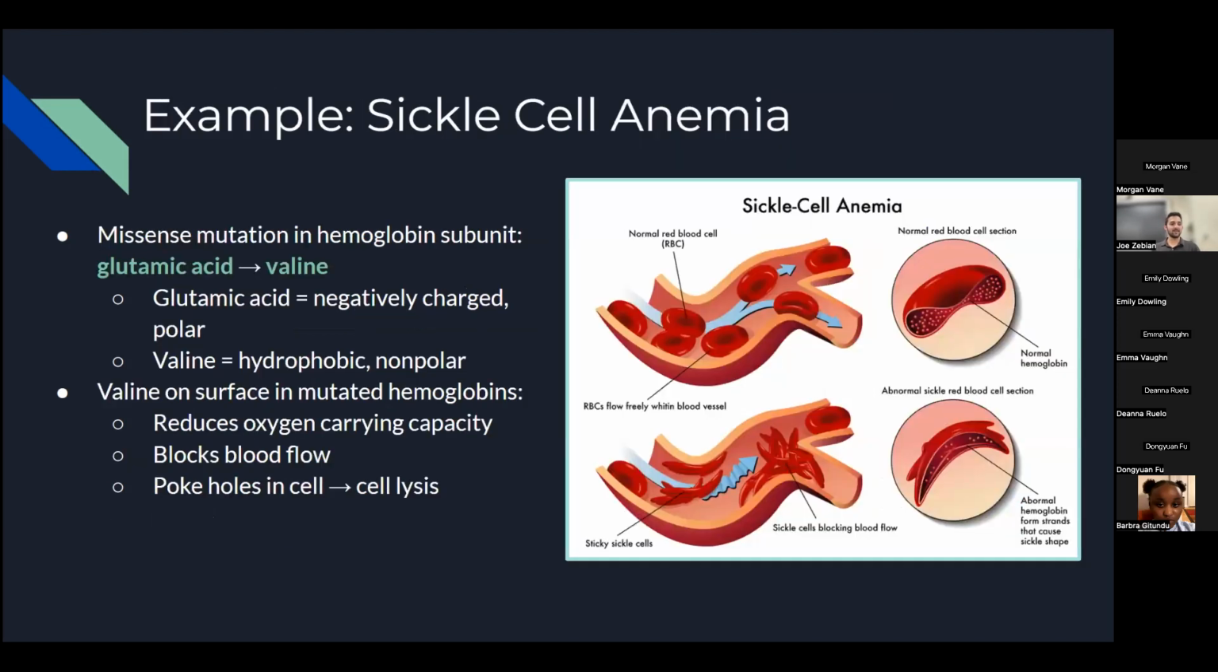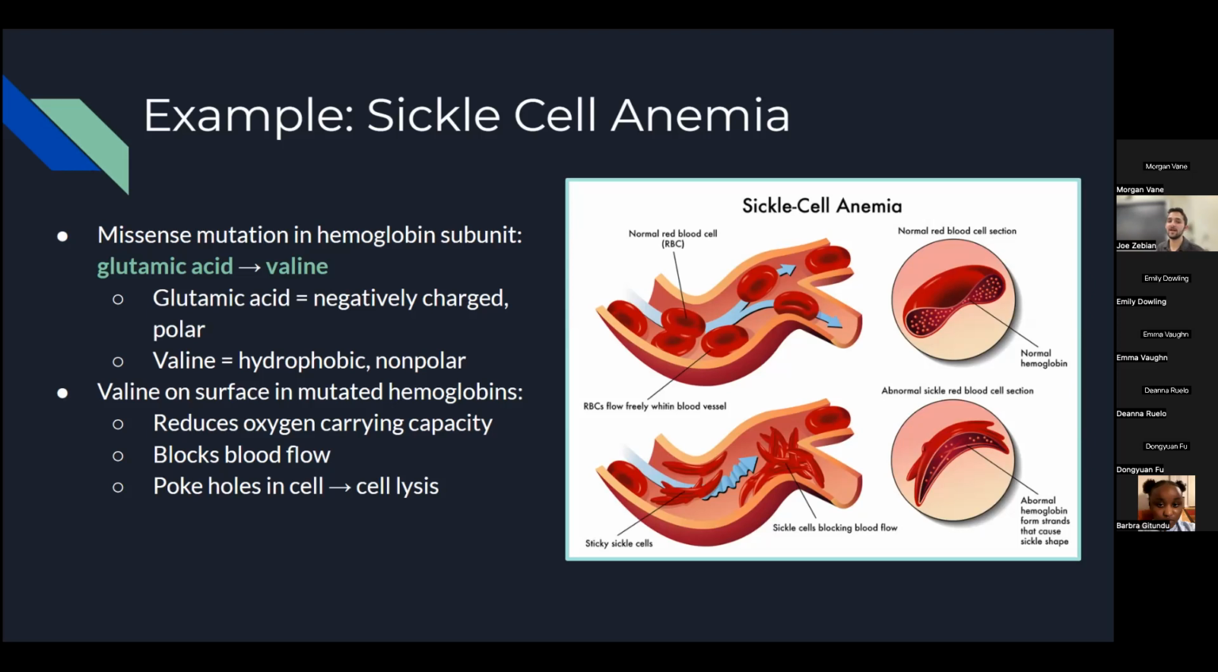Okay, and I think my very last slide is for sickle cell anemia. This is a very famous case. It can be caused by a missense mutation in hemoglobin subunit where a glutamic acid is replaced by a valine. Glutamic acid is acidic. It is negatively charged and very polar because charges can be indicative of polarity. Valine is extremely hydrophobic and nonpolar.